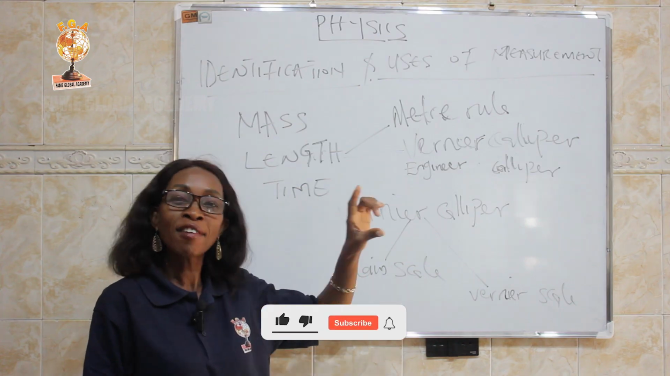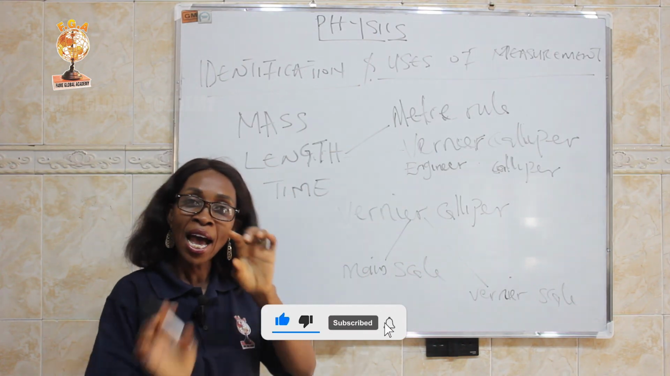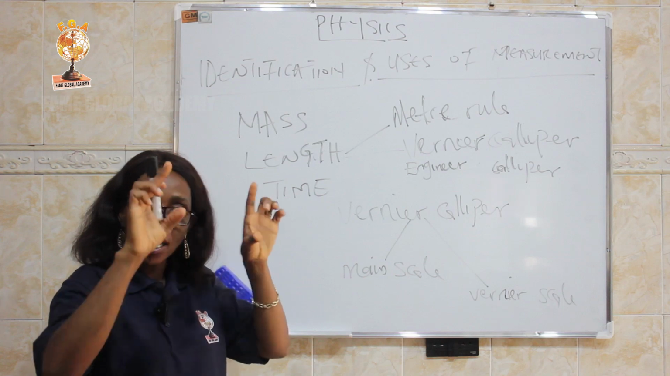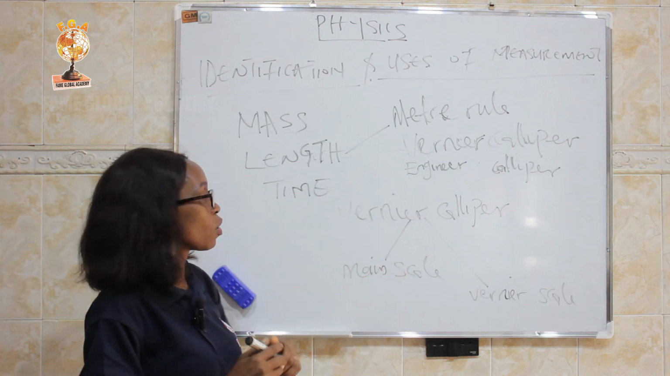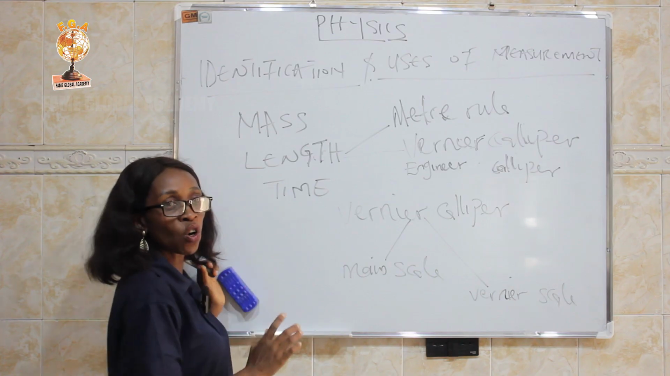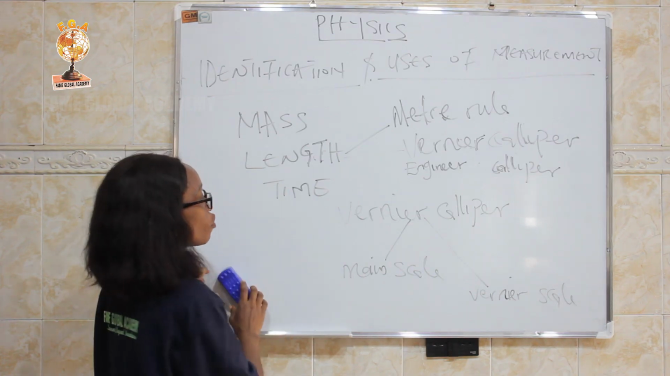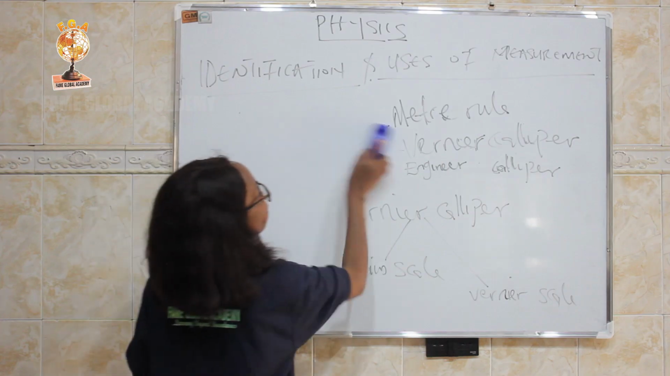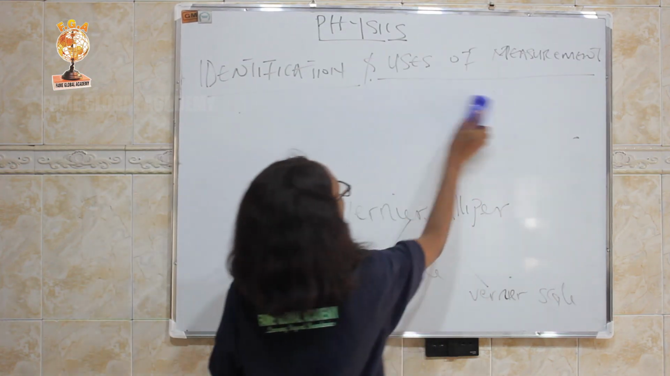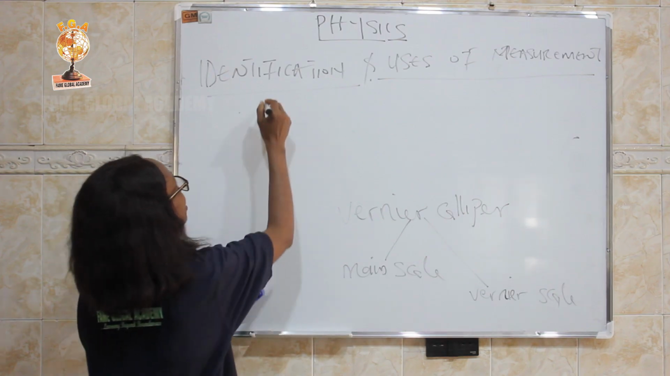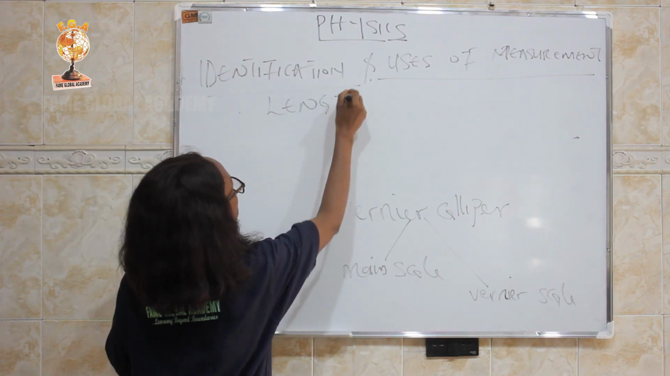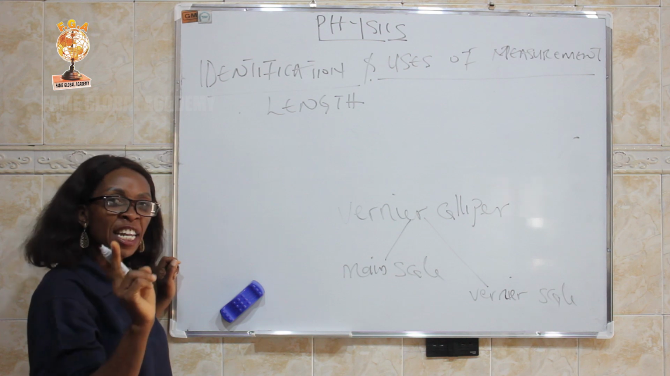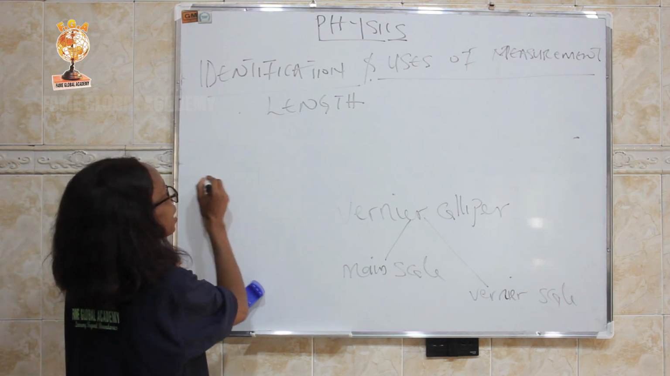Now, from the diagram you have seen on the screen, the vernier caliper has a smaller part in the main scale. A small box in the main scale is on the screen there if you want to see very closely. Now, let's assume I want to measure the length of a rod. Remember I said it has two scales, the vernier scale and the main scale. Now this is the main scale.